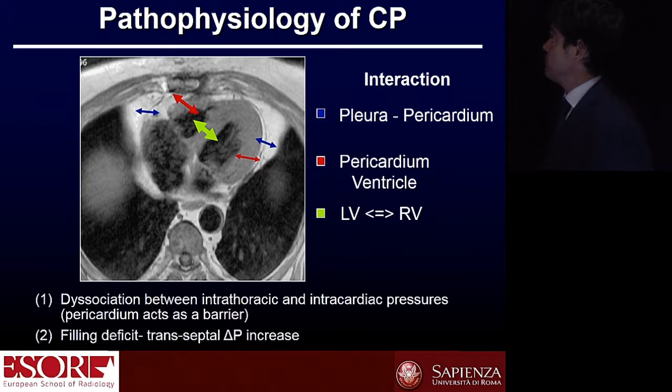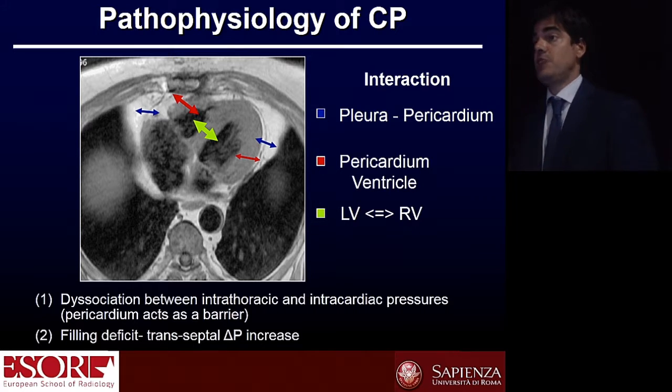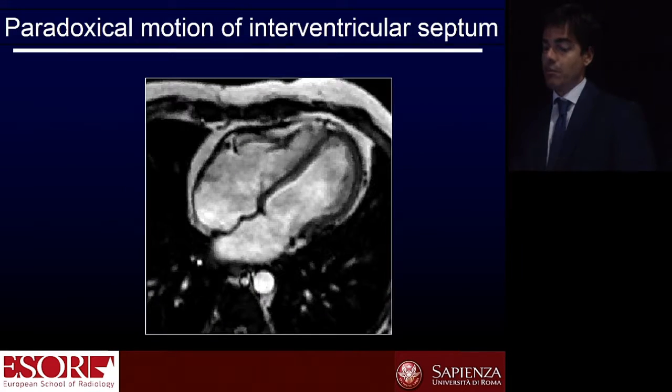And talking about the pathophysiology of constrictive pericarditis, what happens when the pericardium becomes thickened and is not working? There is a dissociation between intrathoracic and intracardiac pressures. So the heart is not relaxing properly. This causes an increased pressure to the septum and what is called paradoxical motion. Look here, because it's very typical. I think you remember from medical school, and you have probably seen cases like this.